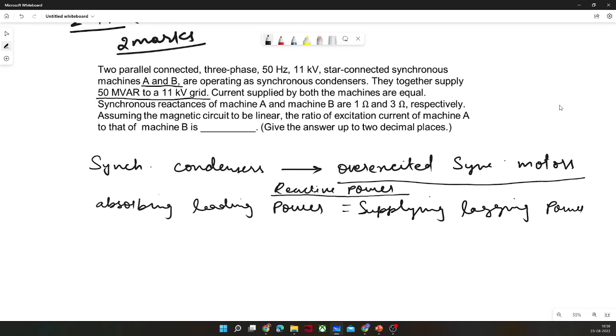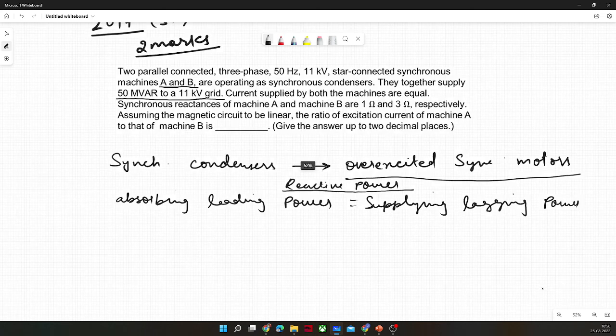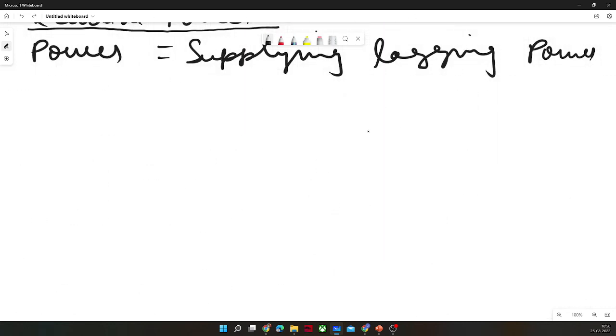Thanks. So again, coming back to the problem here. So this 11 kV grid was there and 50 MVAR. They both are supplying equal current. So let's say first I will draw one. Let's say it has negligible armature resistance. Generally, what we assume in UG courses is that armature resistance is negligible. Now, this is the bus here.